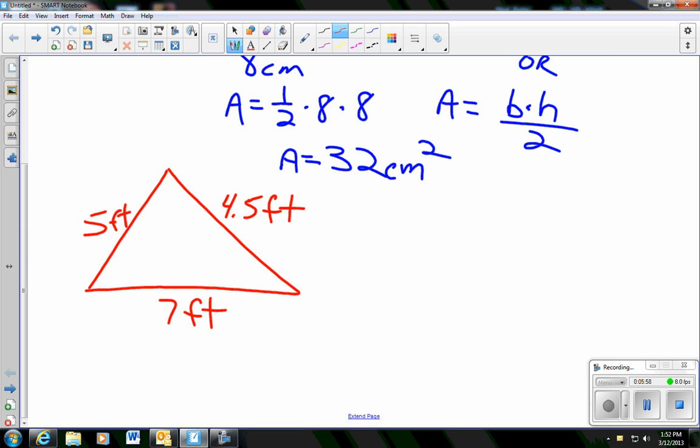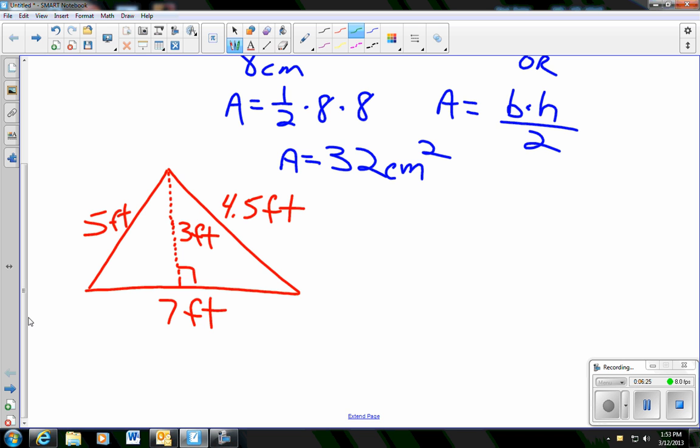Okay, as is, we wouldn't be able to solve this, so they're going to give us this measurement here, forming a right angle at the bottom there, and let's say that that's 3 feet. So what are the two sides that we're most concerned with in this triangle? We're concerned with the two sides that form a right angle. So our base and our height always form a right angle.